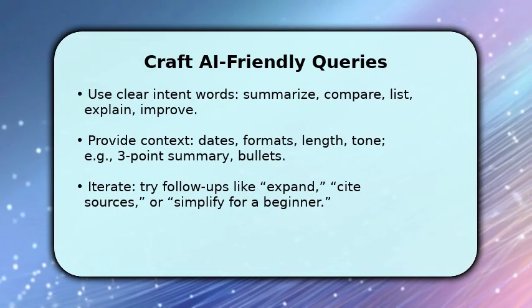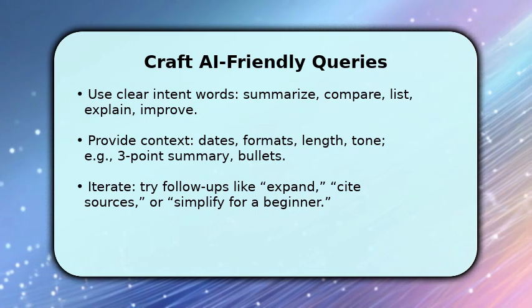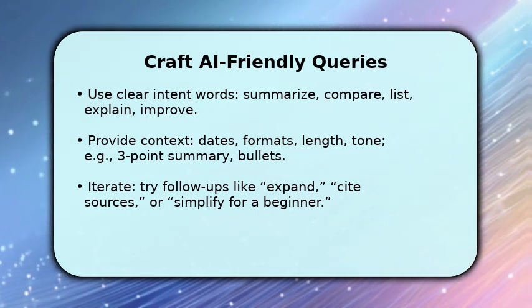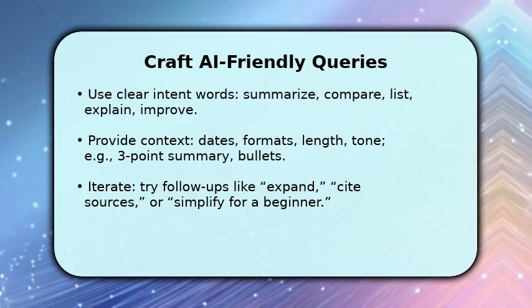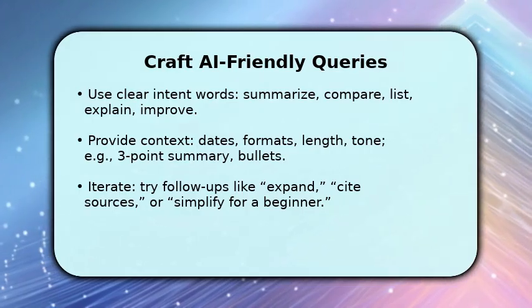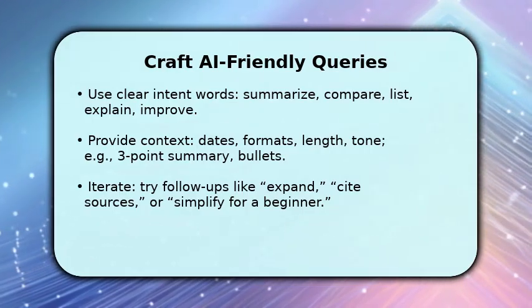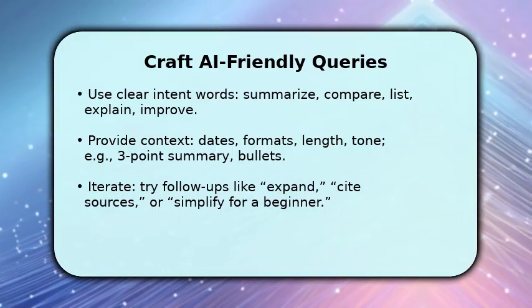Now craft queries so Google's AI understands the how and why. Start with action verbs like summarize, compare, or list. Make sure to add context, dates, desired format, length, and tone. For example, ask for a 3-point summary in bullet form.